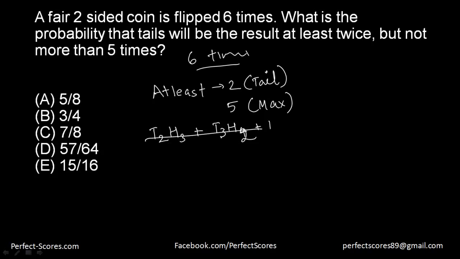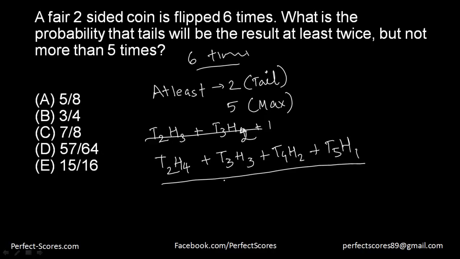So I can have 2 times tails and 4 times head. I can have 3 times tails and 3 times head. I can have 4 times tails and 2 times head. And I can have 5 times tails and 1 time head. Now calculating this would be really tricky, isn't it?